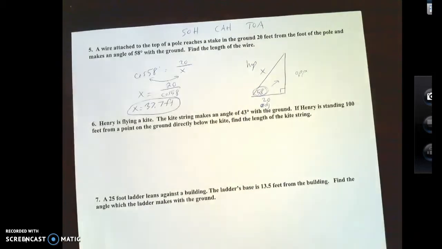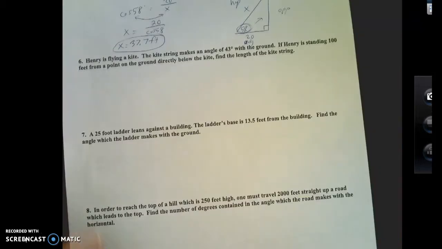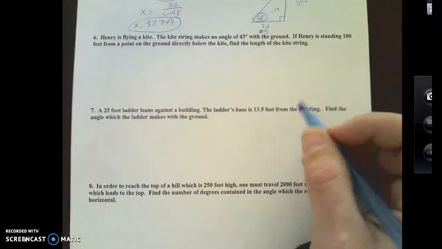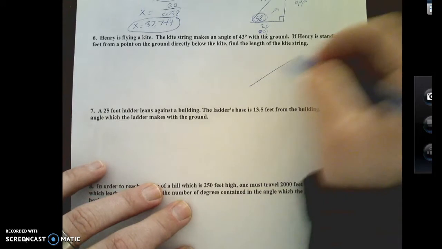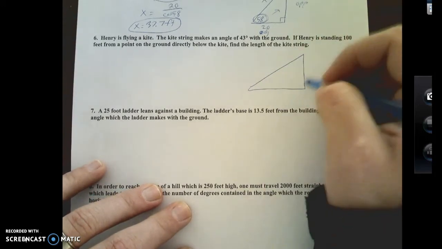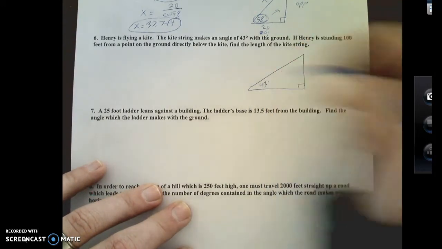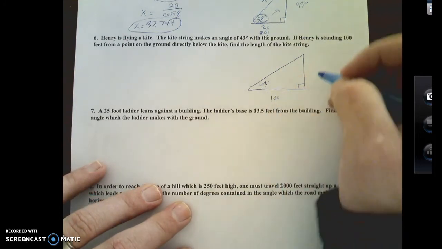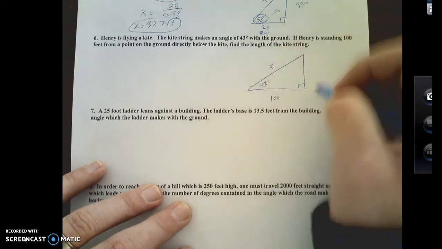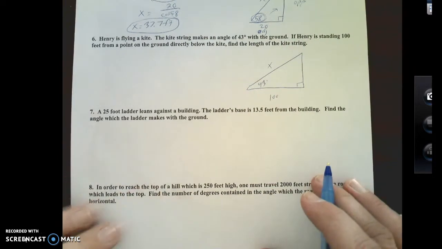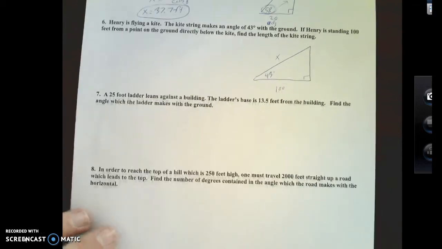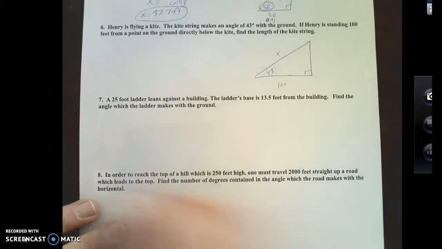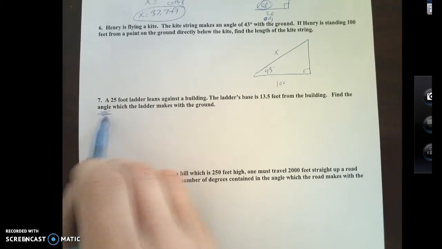Okay. All right, I'm going to jump down here to number 7. I know number 6 you guys can try on your own. It's another kite string one, just to kind of set you guys up with this. 43 degrees with the ground. Henry is standing 100 feet away from the point in the ground directly above there. Find the length of the kite string. Okay, so there you go. There's the setup for it. But these ones are a little bit different. Please note for 7, 8, and 9, they are asking us to find the angle. Okay, so this is going to be the new stuff.